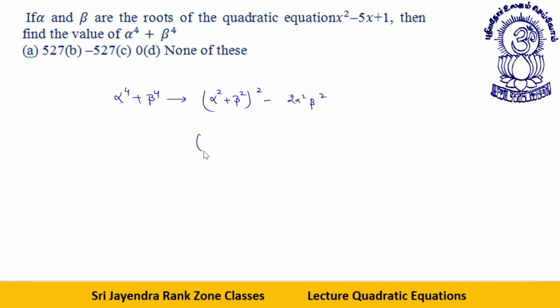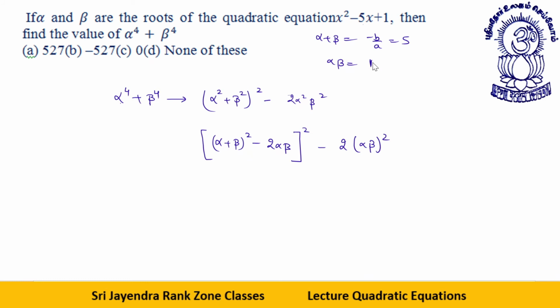What is alpha square plus beta square? Alpha square plus beta square is alpha plus beta whole square minus 2 alpha beta. Dear students, I have taught you this in great detail in the topic algebra. We have done numerous questions of this type. Minus double of alpha beta whole square. Now, what is alpha plus beta from here? Alpha plus beta is minus b by a, that will be 5. What will be alpha beta? Alpha beta will be c by a, that will be 1.